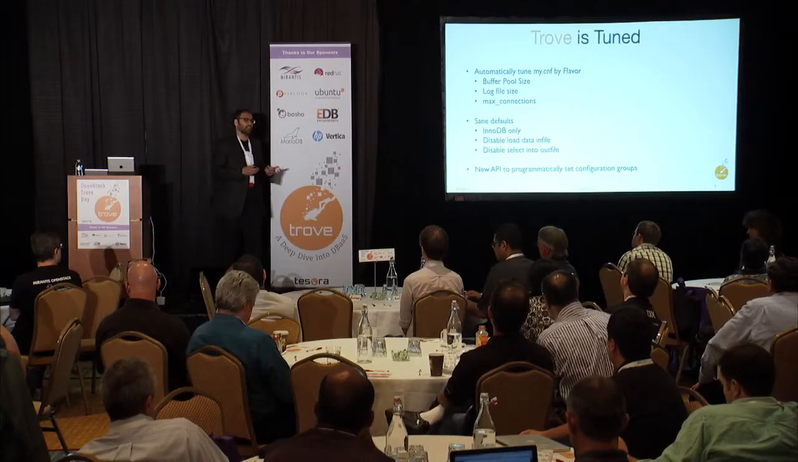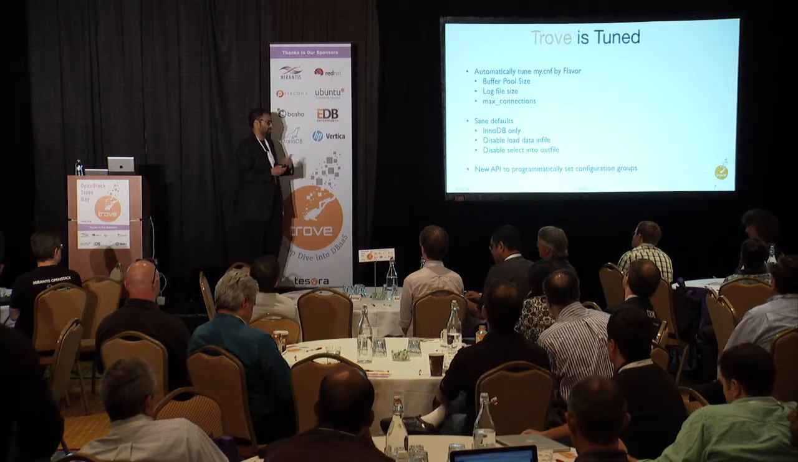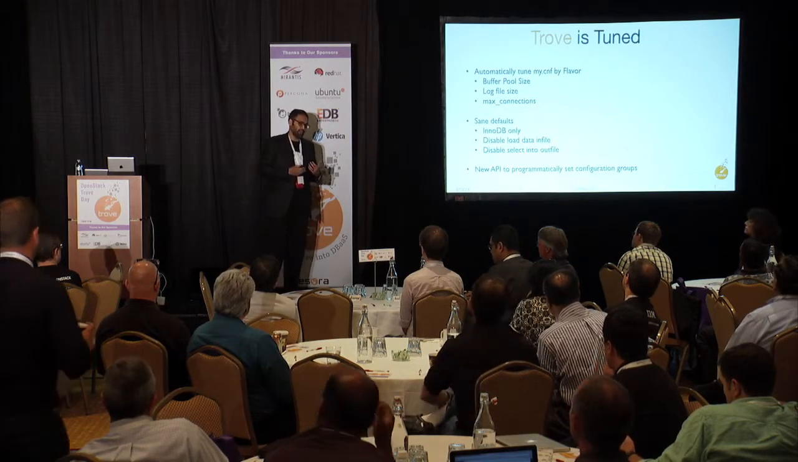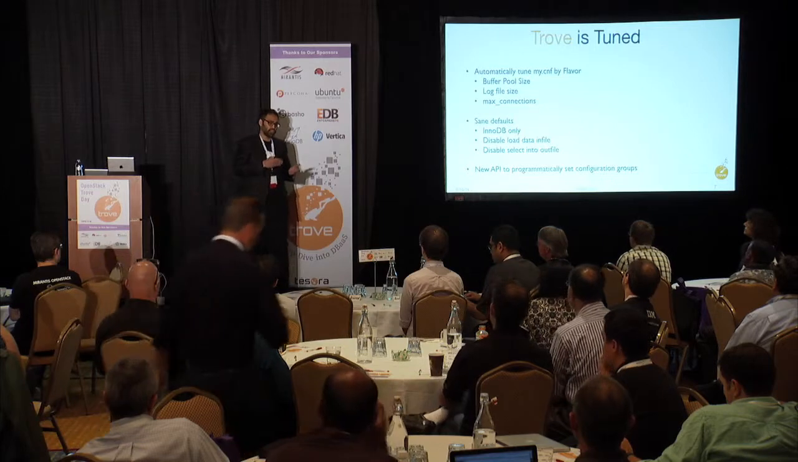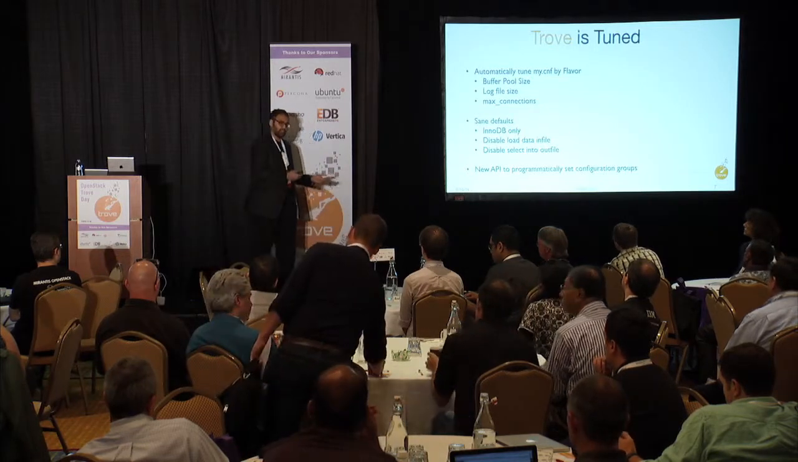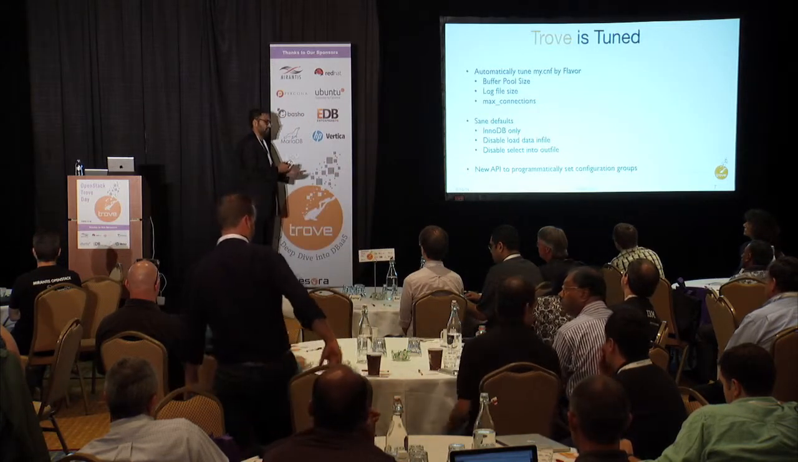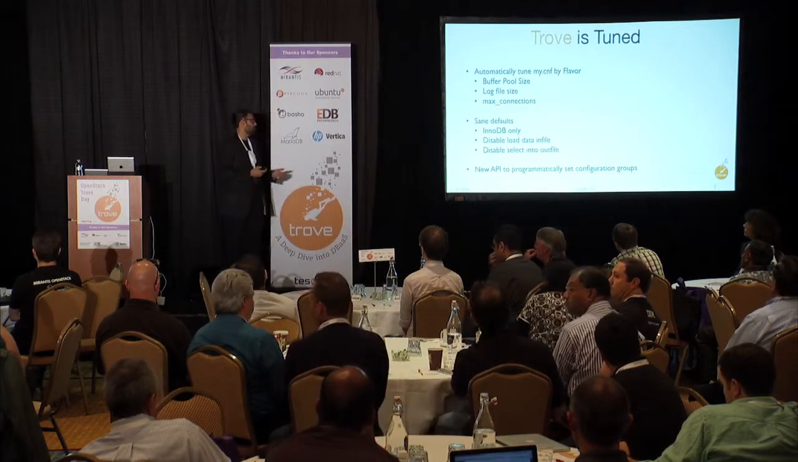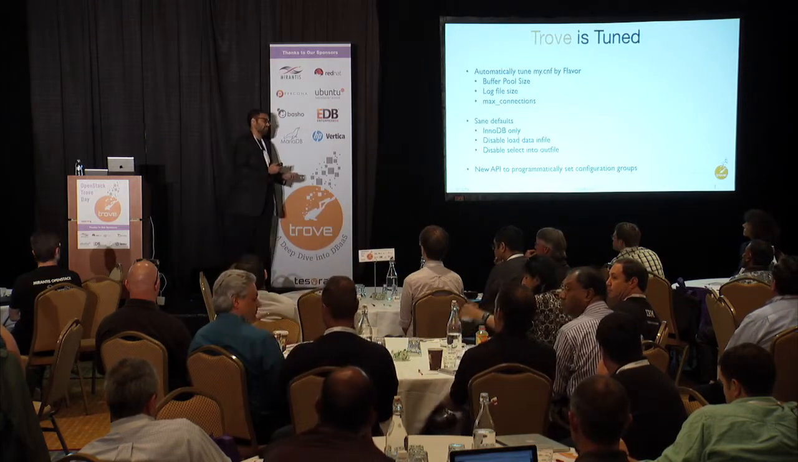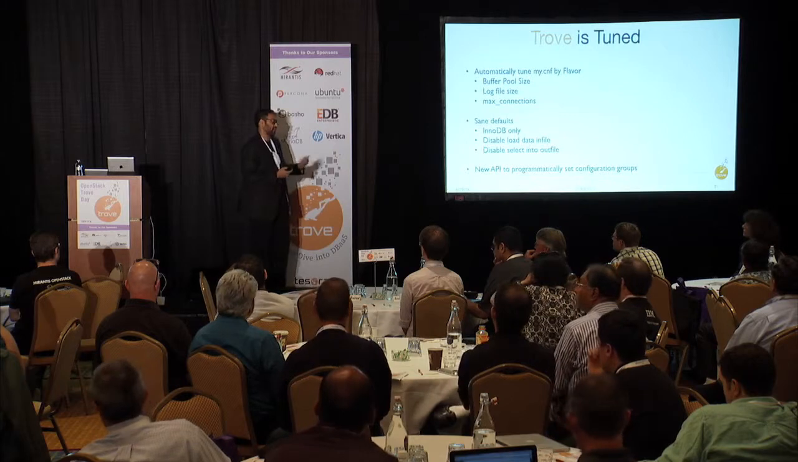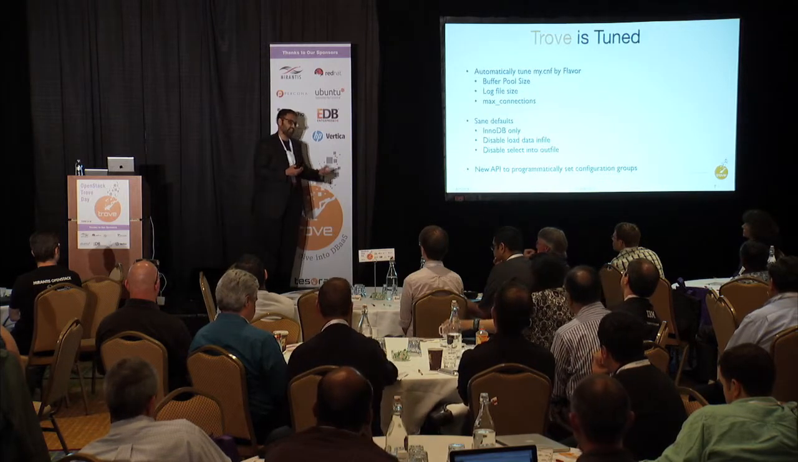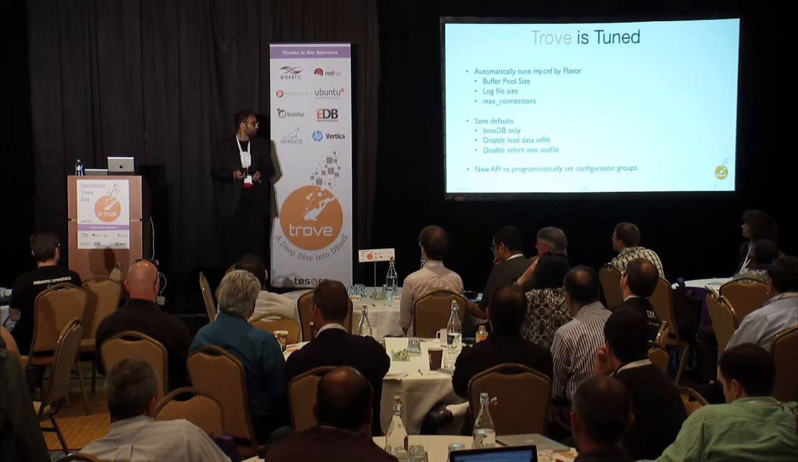Also, in Icehouse, we added a new API, which allows you to programmatically set configuration groups. So now you can set these myconf parameters, but you could also allow the user to change a certain subset of these myconf configuration parameters depending on what you configure. So say you want the users to be able to programmatically specify values that they want for max connections. They can now do this through the API.